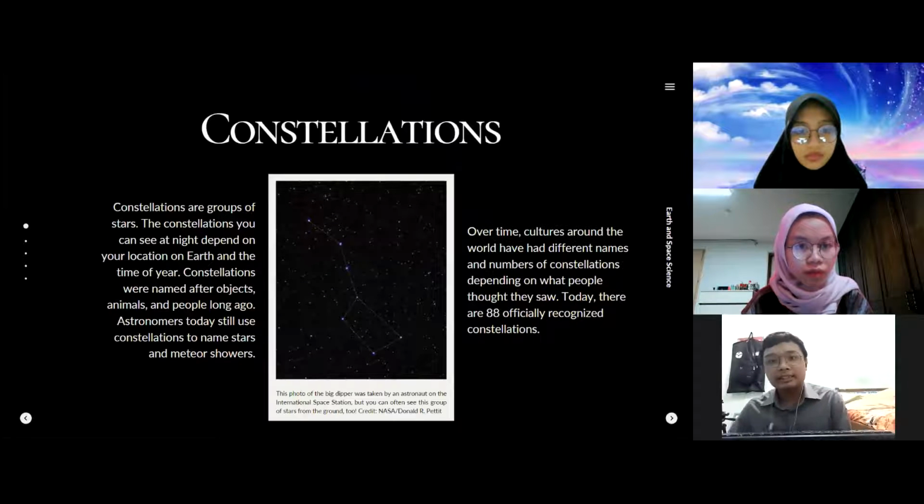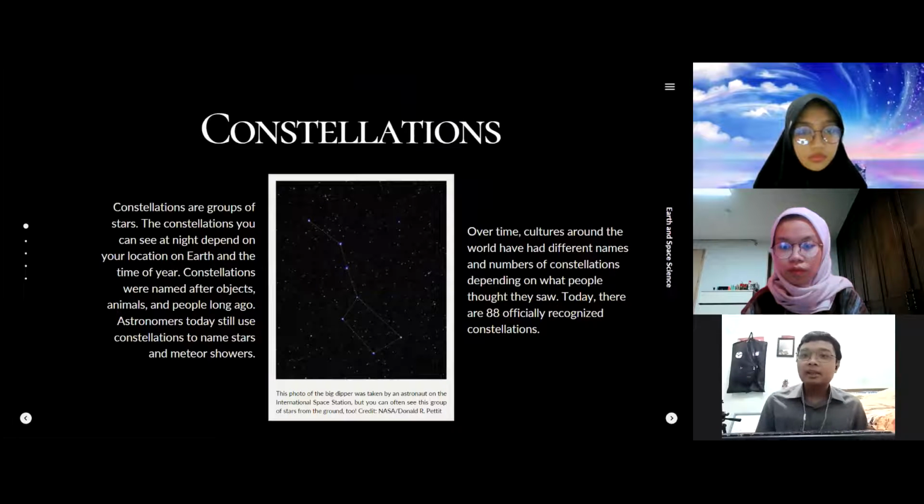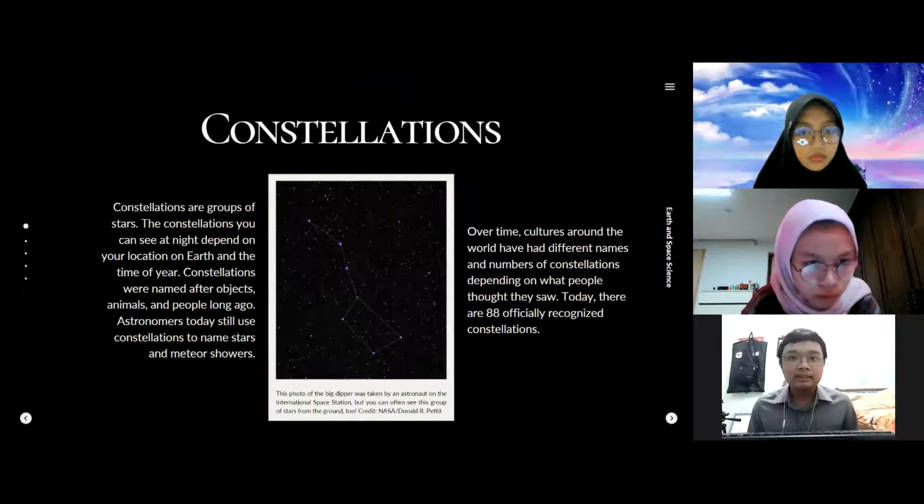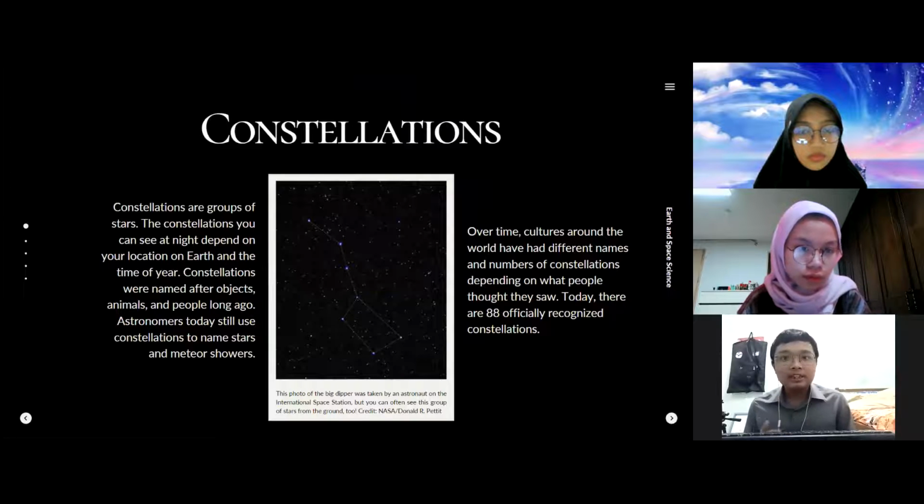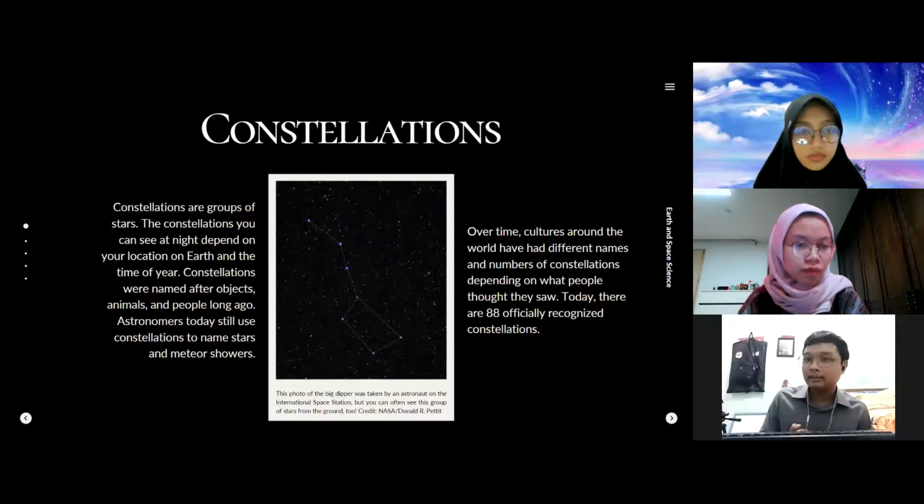constellations. So we have already talked about stars. So what are constellations? Constellations are a group of stars. The constellations you can see at night depend on your location on Earth and the time of year. Constellations were named after objects, animals, and people long ago.